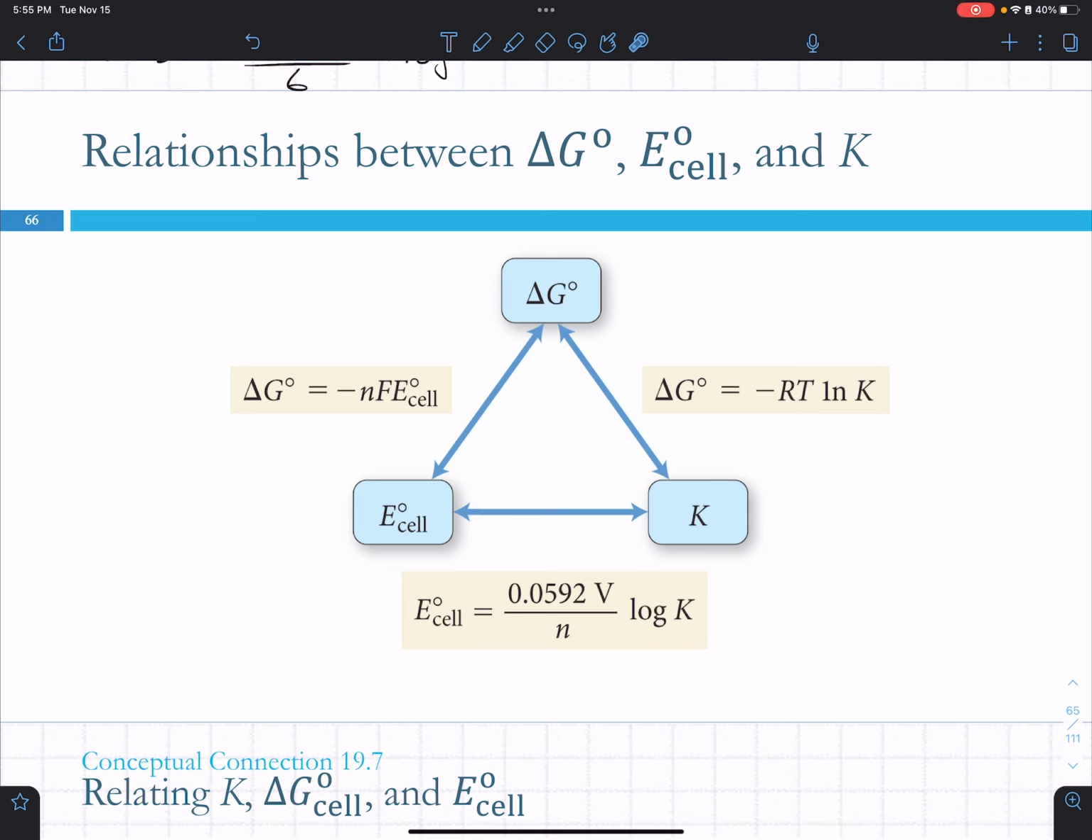Sorry, I was trying to think of a situation where you could have E cell but not be able to go straight to delta G. But you always can go either from E cell to G or from E cell to K. I don't think there's a situation where you'd have to go from E cell to K, then K to delta G. All right, so that's the relationships between all of those.